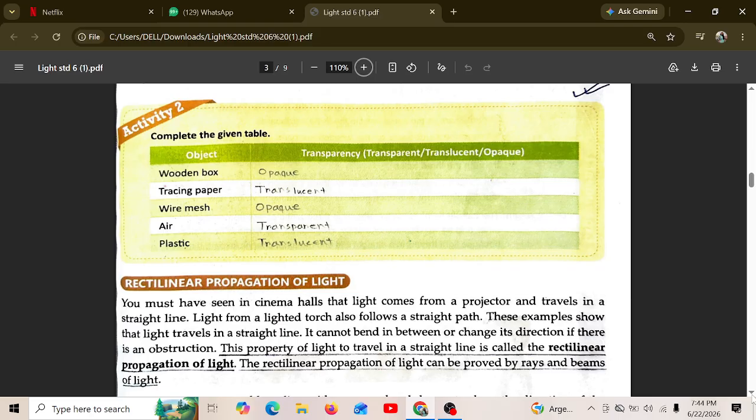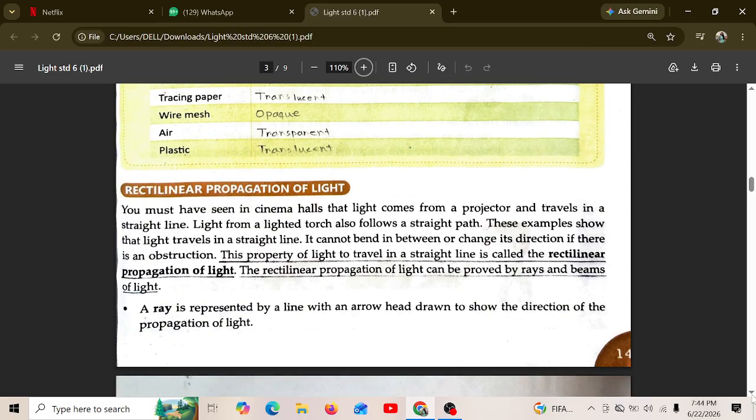These examples show that light travels in a straight line. It cannot bend in between or change its direction if there is an obstruction. This property of light to travel in a straight line is considered to be rectilinear propagation of light. It can be proved by the two forms of light.